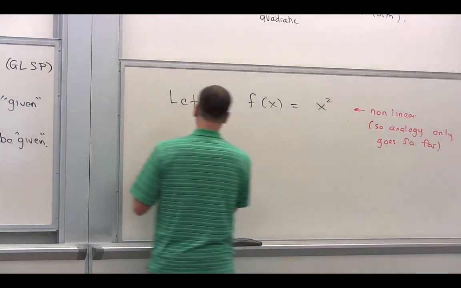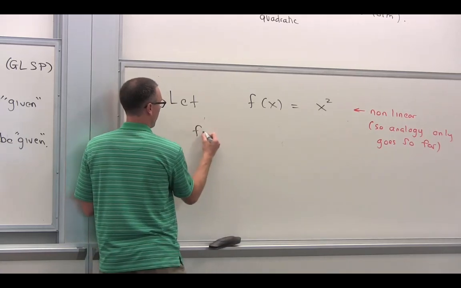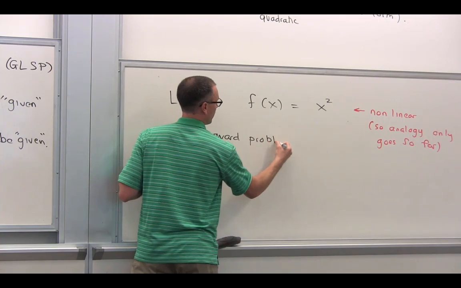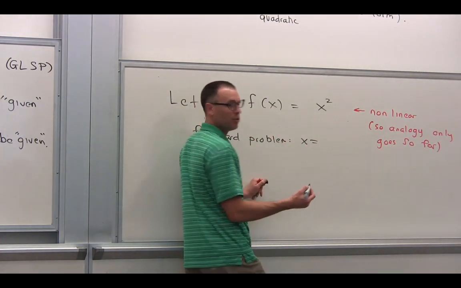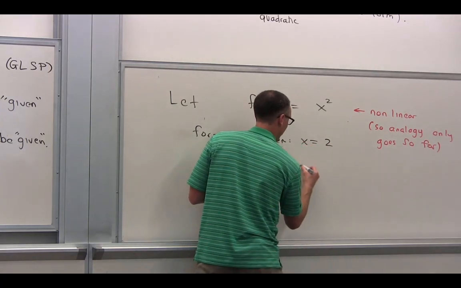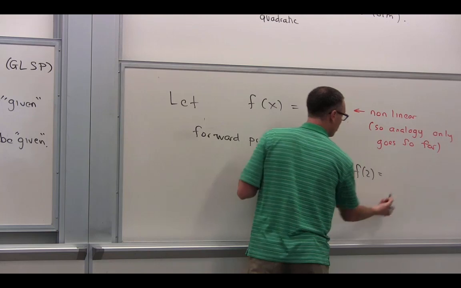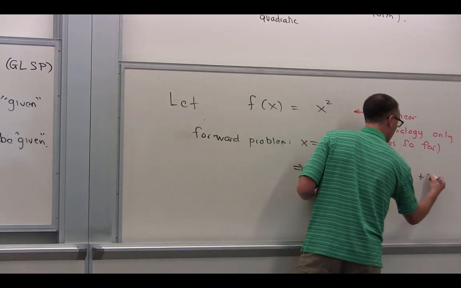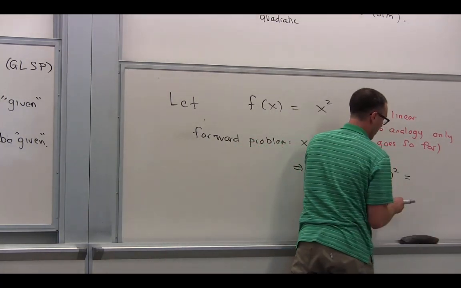So my claim is, let's do a forward problem. What's a forward problem here? What would you do? Yeah, so we would say let x be equal to, anybody have a favorite number? That's 2, that's a great number. Okay, what does that imply? f of x equals f of 2, so now I evaluate that function at 2. 2 squared is equal to positive 4. That was my unknown and desired output vector in the codomain.